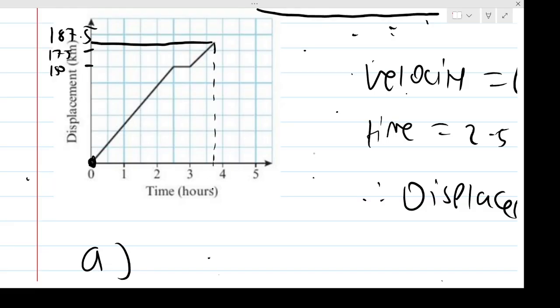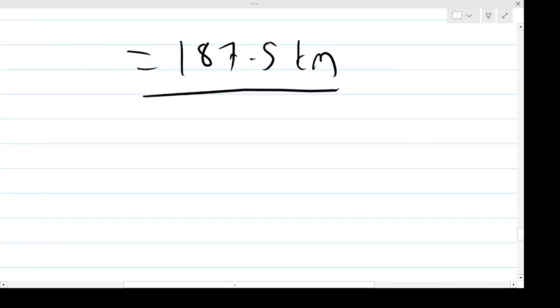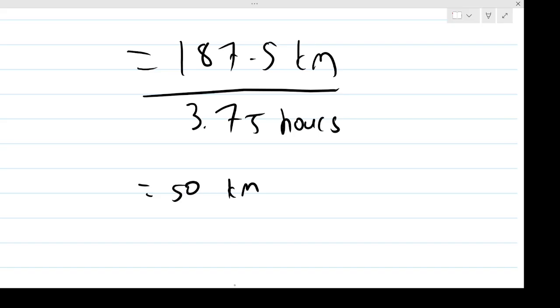Okay, so we get 3.75 for time at the end here, which means we're dividing the displacement over total time, which is 3.75 hours. Okay, so if we work that out, 187.5 divided by 3.75 is 50. So 50 kilometers per hour, and that is your average velocity.